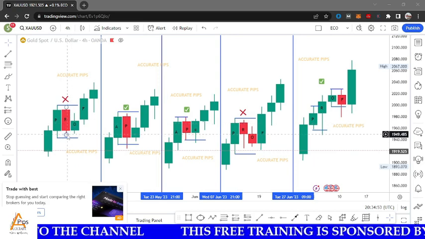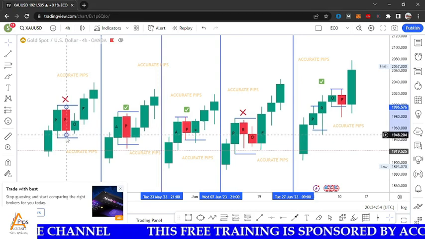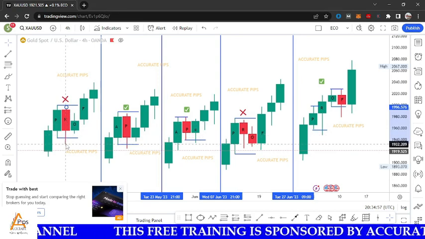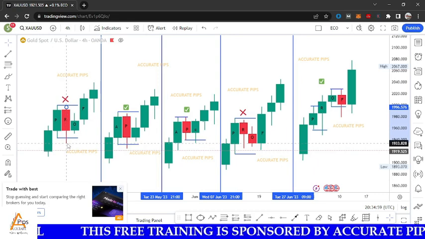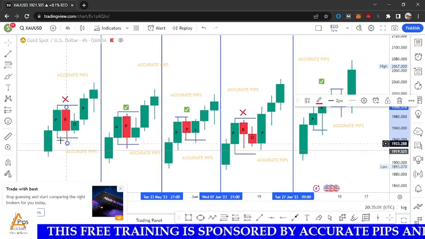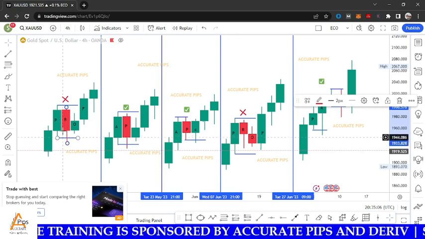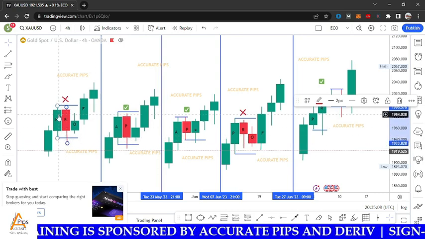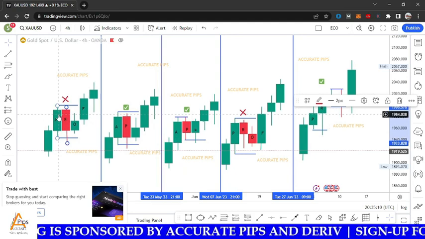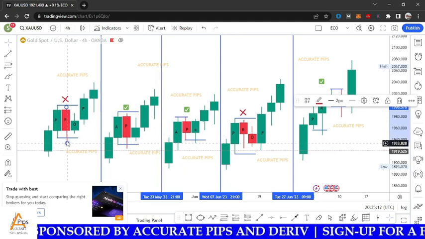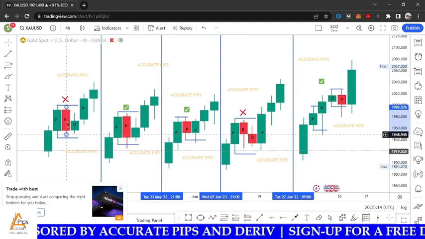So for a pullback to be valid, for instance, if the F candle was to have its wick, you don't even need the body, you just need the wick to swipe below this candle. Even if we have something like this, this would have become a valid pullback, but we don't have that, so it is an invalid pullback.